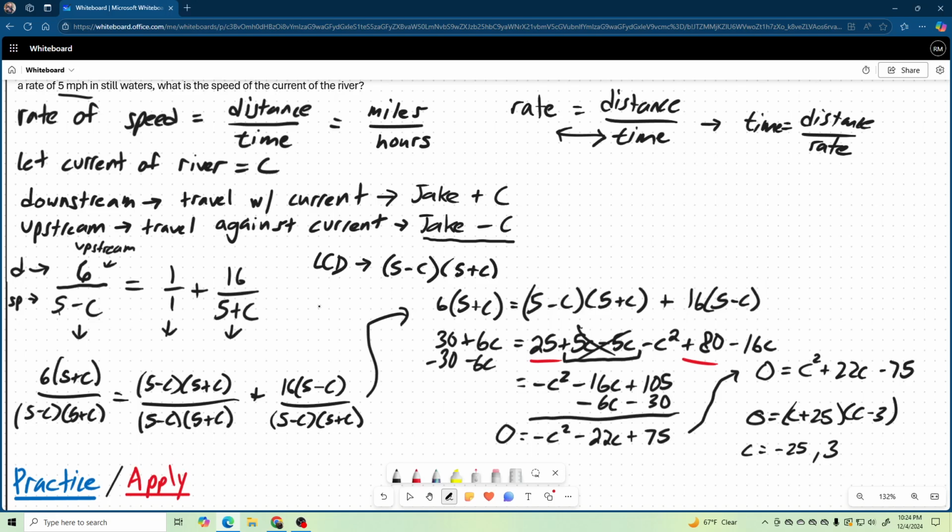Well, we can be going against a positive current, but that's not the same thing as the current providing a negative pace. So it's actually not possible that C could be negative 25. A current can't be negative. The speed of the current, because you can't be going negative 25 miles an hour, that doesn't make any sense. So 3 is actually our answer. The speed of the current is 3 miles per hour.